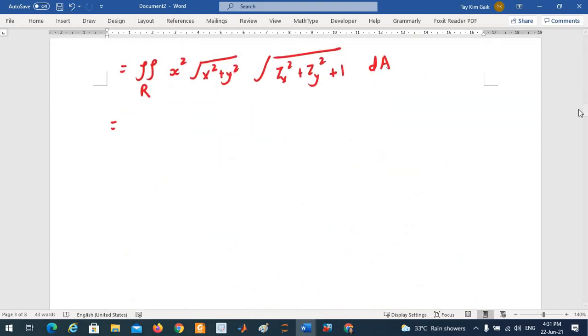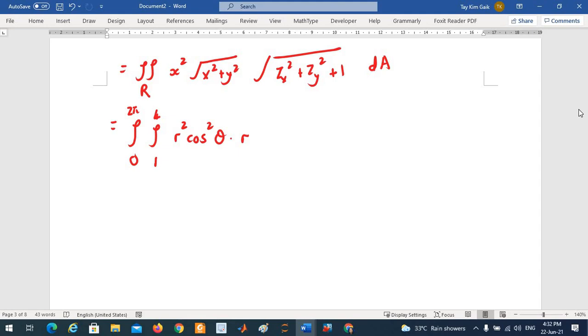That's why here theta is 0 to 2 pi, r is 1 to 4, and it's circular. We use polar coordinates. So x squared will be r squared cos squared theta. Third, square root of x squared plus y squared will get r, because square root of r squared you have r.